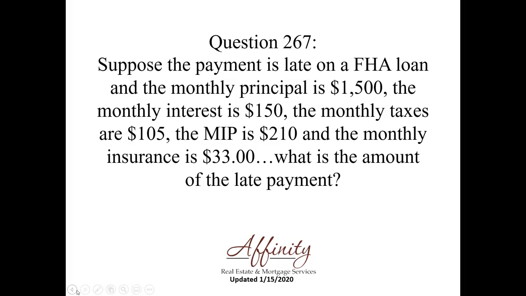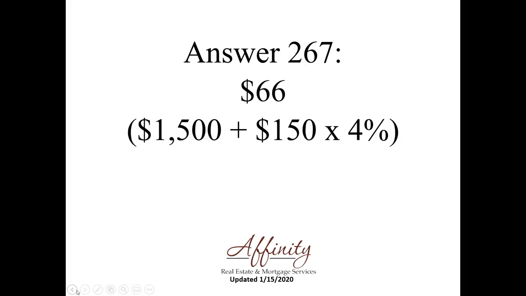Question 267. Suppose the payment is late on an FHA loan and the monthly principal is $1,500. The monthly interest is $150. The monthly taxes are $105. The MIP is $210, and the monthly insurance is $33. What is the amount of the late payment? That answer is $66. The $1,500 plus the $150 times 4%. Still can't calculate on the taxes and the insurance, only on the principal and interest.